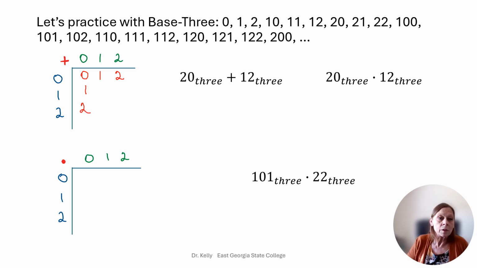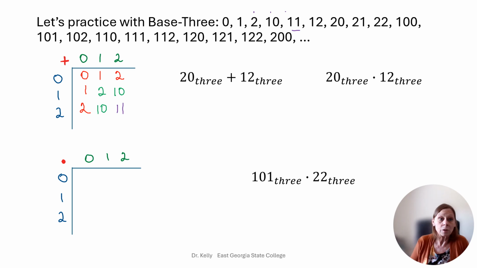Now 1 plus 1 is 2, 1 plus 2 is 10, right? Next one, 2 and add 1, it's 10. And then finally, 2 plus 2, if we're on 2 and we add 2, we get to 11. So 2 plus 2 is 11.